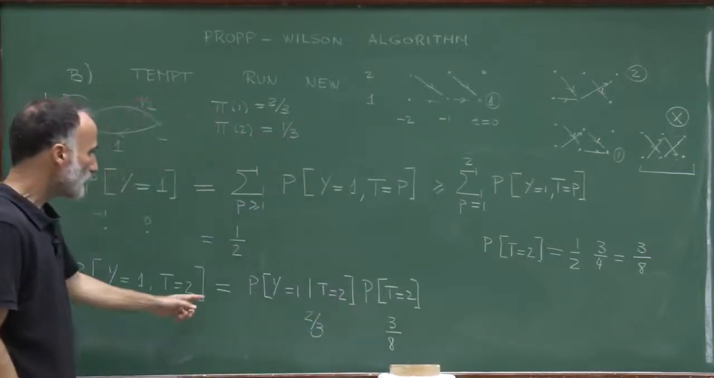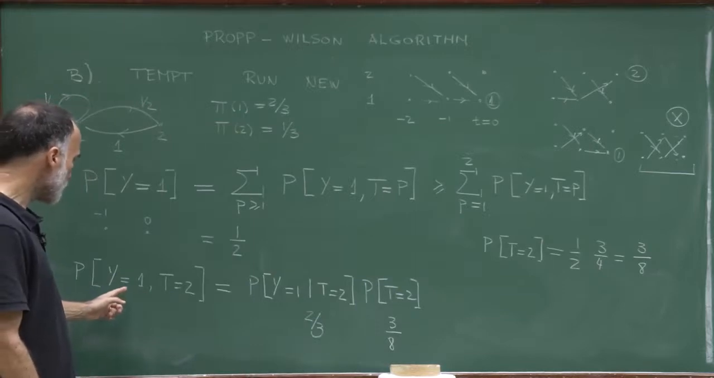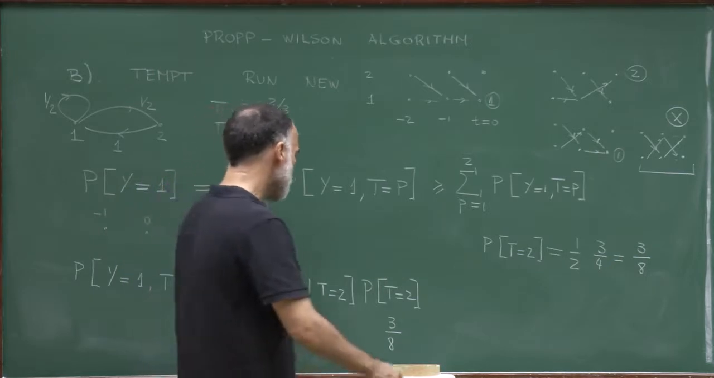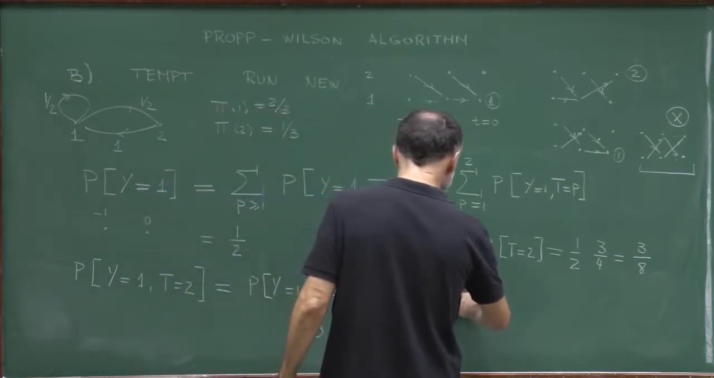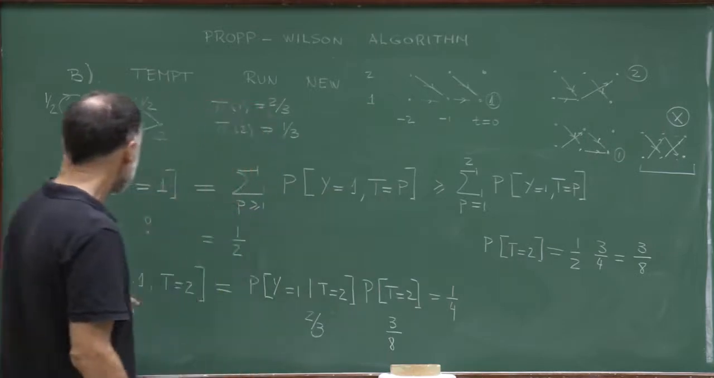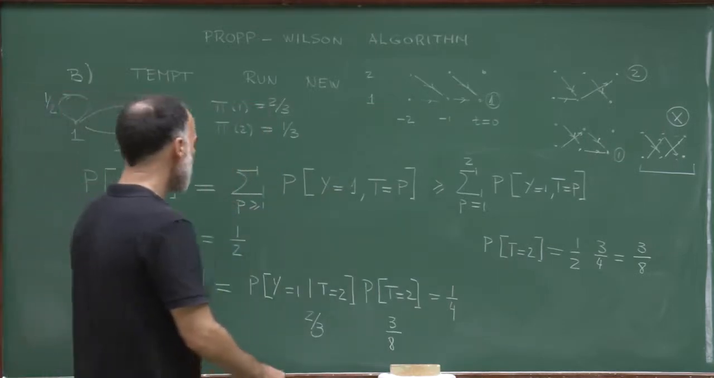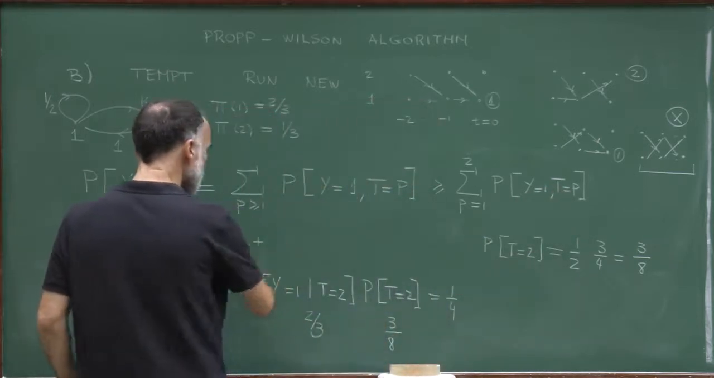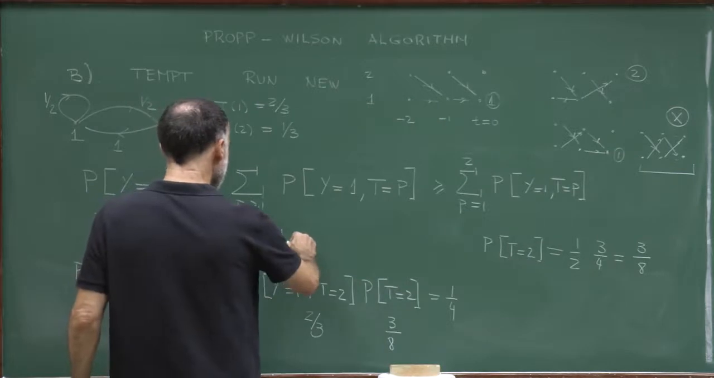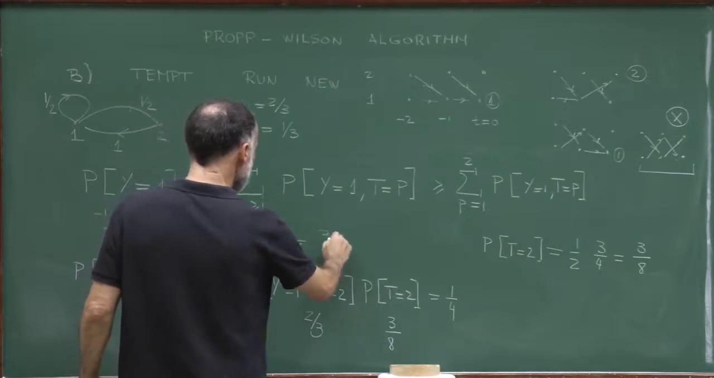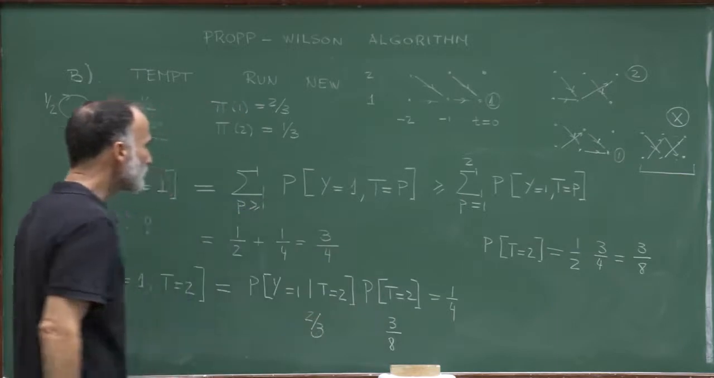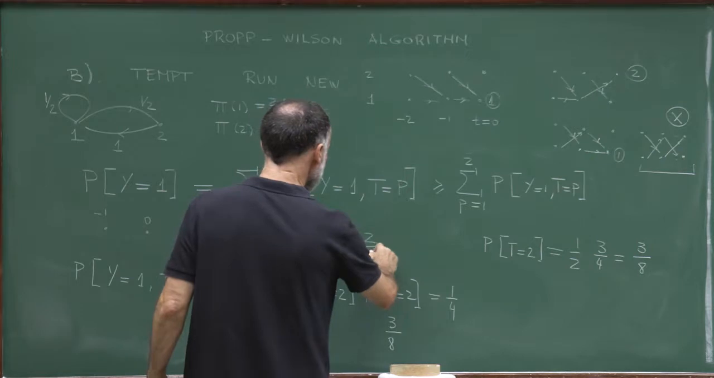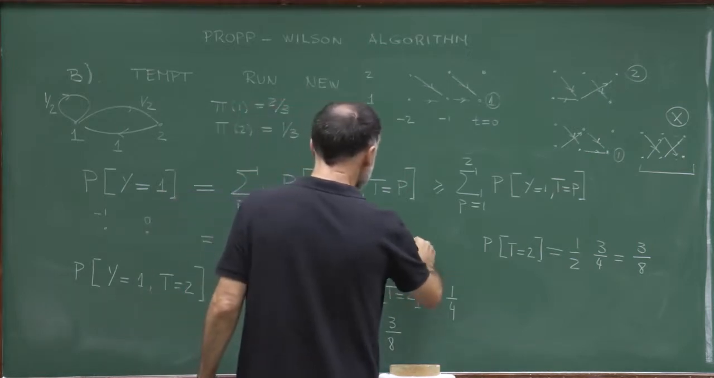And therefore, the probability that y is equal to 1 and t is equal to 2 is 2/3 times 3/8, and that makes 1/4. So we computed this second probability. The first one, y equal to 1 and t equal to 1, was 1/2. So that gives me another 1/4. So the sum is equal to 3/4. And 3/4 is strictly larger than 2/3, which is pi of 1.